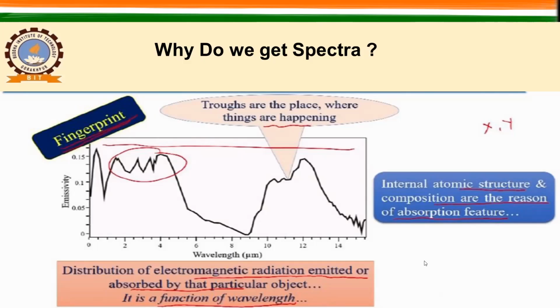The distribution of electromagnetic radiation emitted or absorbed by a particular object is a function of the wavelength. Remember, if you have X composition or Y composition, they have different absorption features, right? And this is why I have written that this is like your fingerprint. With a fingerprint, you can identify any particular person. That is why now we are using biometric attendance, and there are biometric applications where nobody can change your basic information, right?